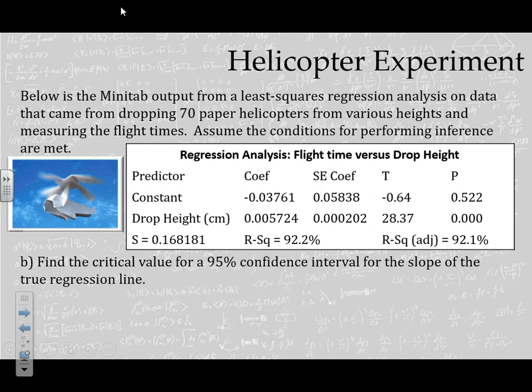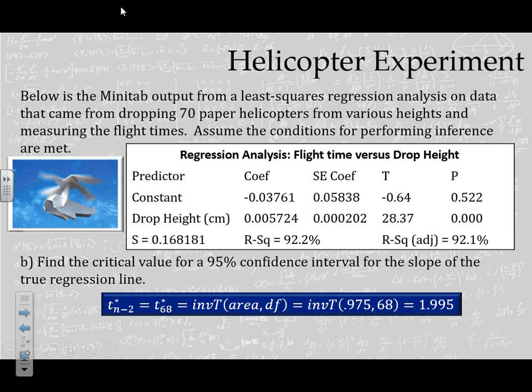Finding the critical value. So finding the critical value for a 95% confidence interval for the slope of the true regression line. If we wanted 95% confidence, we want the critical value, which means we want our t star. We would either go into our calculator and plug into inverse t. So first of all, since there were 70 paper airplanes, 70 minus 2 gives me 68 degrees of freedom. So in my calculator, I would take inverse t.